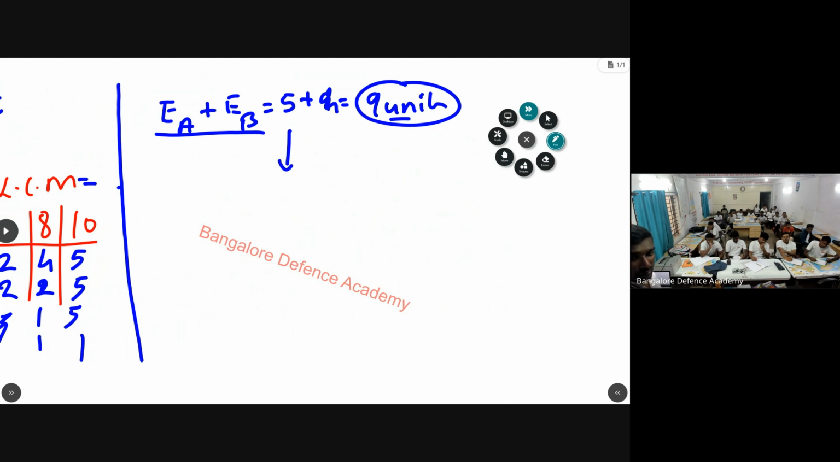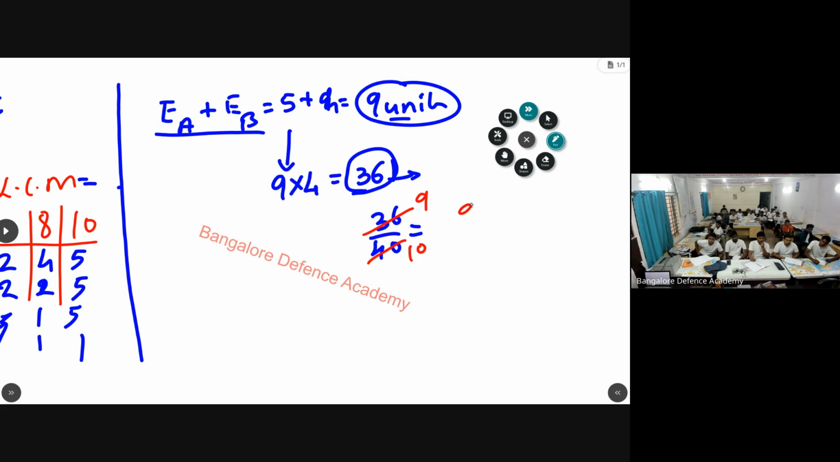These pipes are open for how many hours? 4 hours. So 9 into 4 is how much? 36. This is the work done in 4 hours. Correct? What is the total work? 40. So 36 by 40. Now find out the fraction. That is the answer. 9 by 10. 4 nines are 36, 4 tens are 40. So this is the fraction of work done. 9 by 10 is the answer.